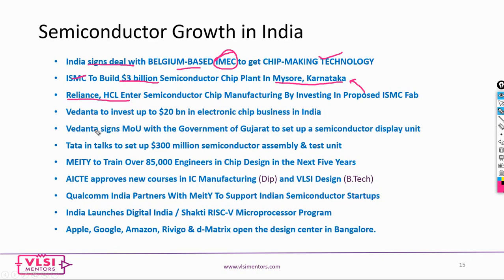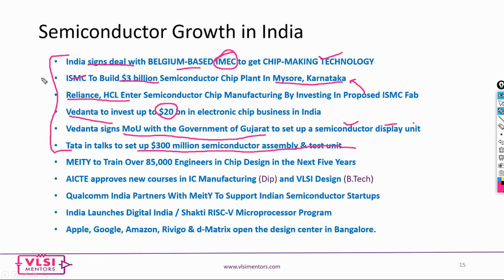And there is something called Vedanta. That is another company trying to come up with a huge investment in semiconductor manufacturing. They have also already signed an MOU with the Gujarat government for setting up a semiconductor fab and display unit. Now, Tata Group was trying to set up an assembly unit worth $300 million. So these are the major things happening in semiconductor manufacturing or assembly.